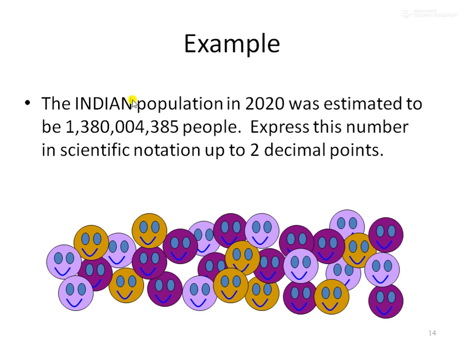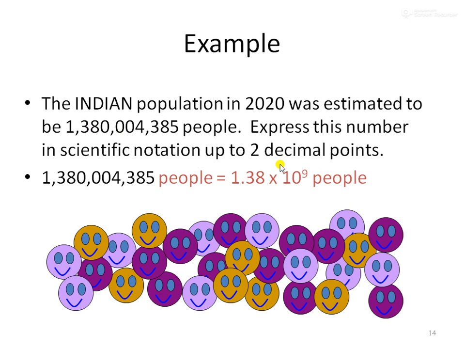We can also have an example like this: the Indian population in 2020 was estimated to be around this many people. Now you have to express this number in scientific notation up to two decimal places. In this number, the decimal point is present at this point. Since this number is greater than 1, you will be moving this decimal towards the left: 1, 2, 3, 4, 5, 6, 7, 8 and 9. Now let's see the answer. It becomes 1.38 × 10^9 because you have been told to express the answer in 2 decimal places. So this is how we write scientific notation.